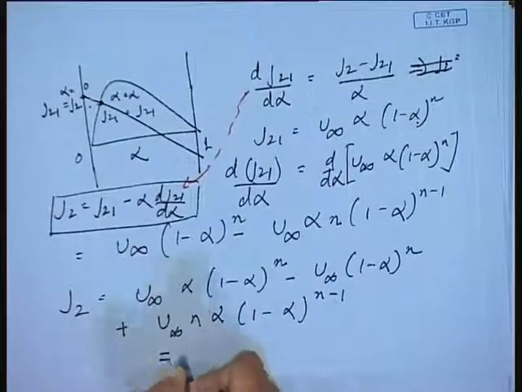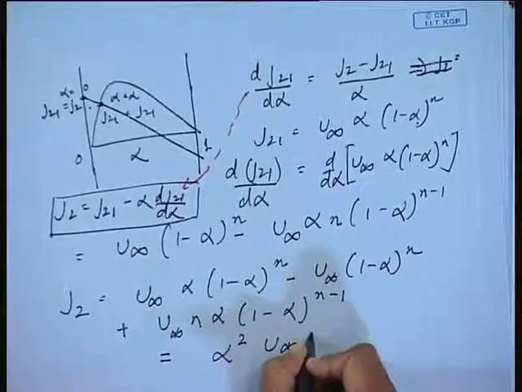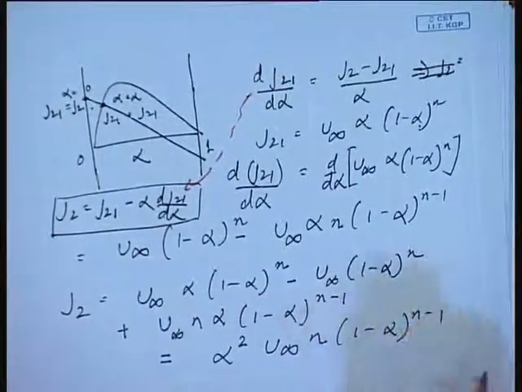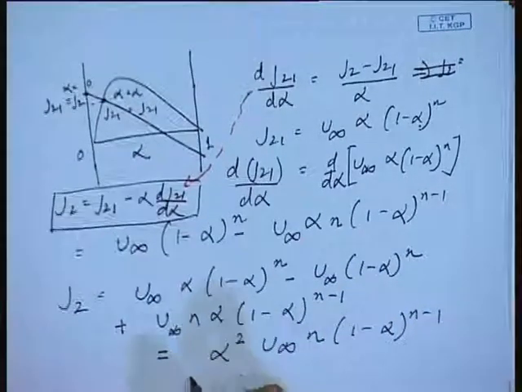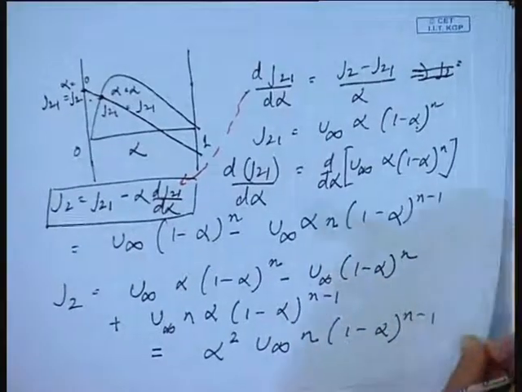where this can be written down as alpha square. If you just substitute, you will find n into. So, J2 can be obtained by an equation as alpha square u infinity n into 1 minus alpha whole to the power n minus 1, correct. Achha, in a similar way, what is J1 equals to?